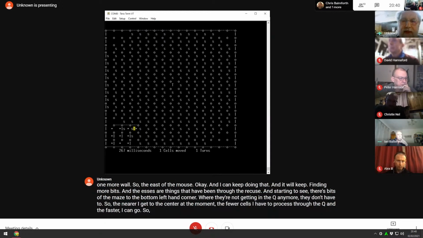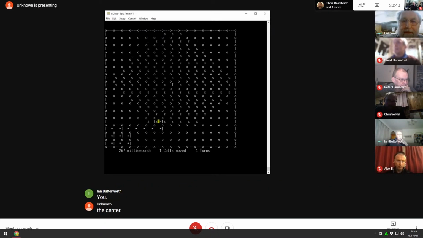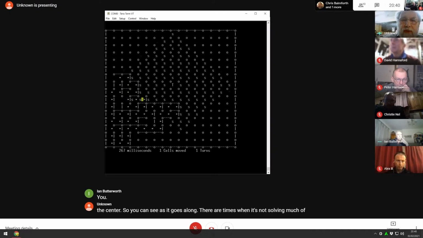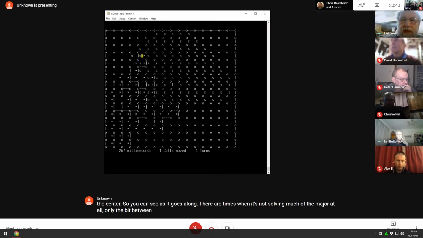So I'm going to go all the way to the center. You can see as it goes along, there are times when it's not solving much of the maze at all, only the bit between where it is and the center.